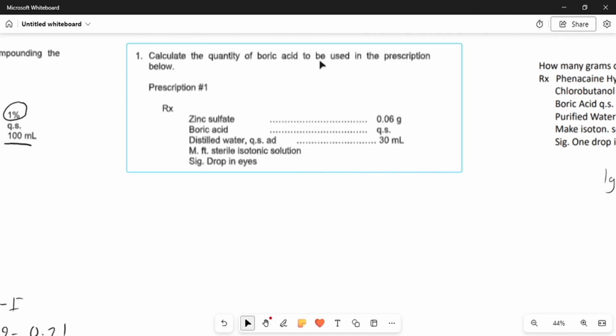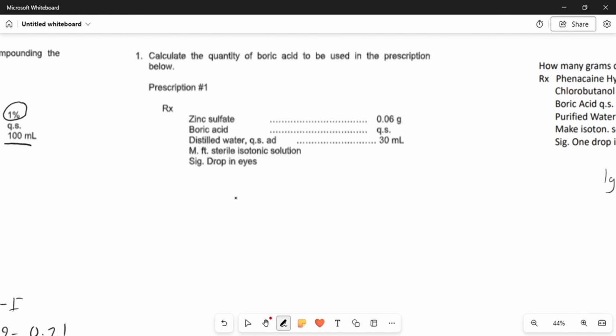Calculate the quantity of boric acid to be used in the prescription below. As we see here, sodium chloride was substituted with boric acid. So our sufficient quantity here is boric acid, and we will use step 4 as our final calculation.